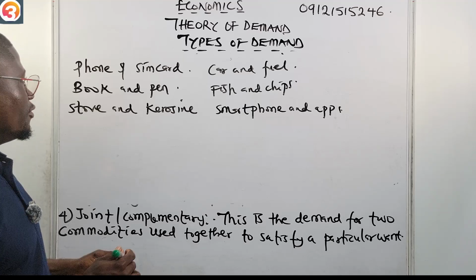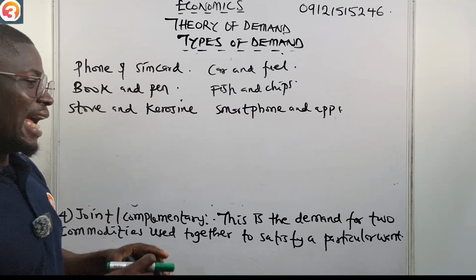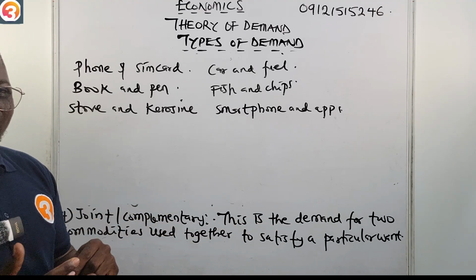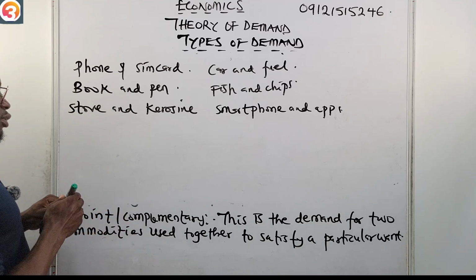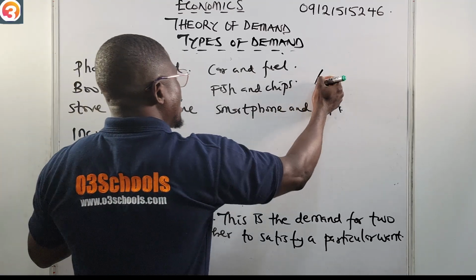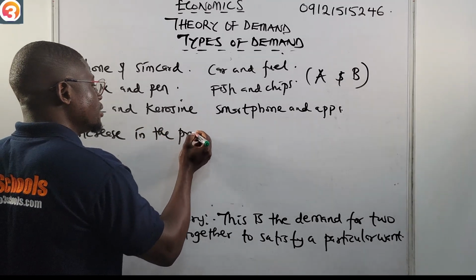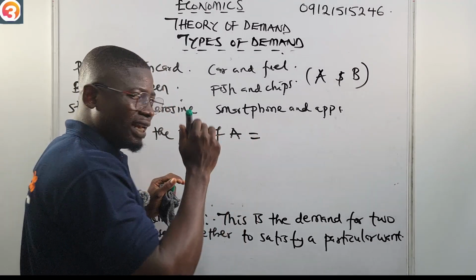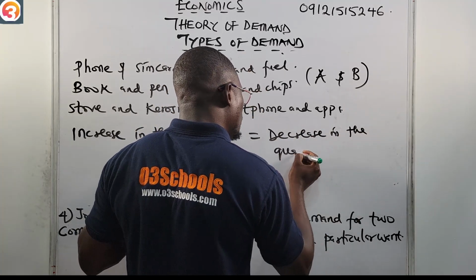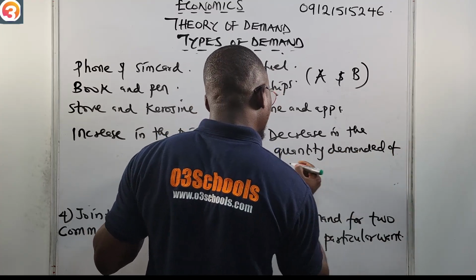So take note of that. These ones are complementary. They are joint. It is the demand for two commodities used together to satisfy a particular want. And I've told you that if you have two commodities A and B that are joint or complementary, an increase in the price of A will lead to a decrease in the quantity demanded of B.